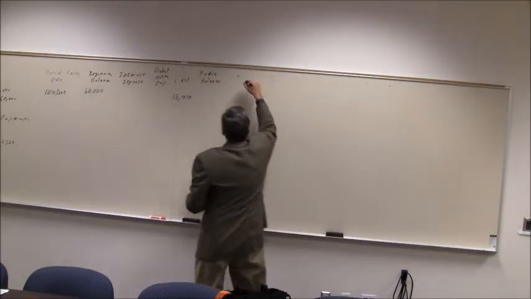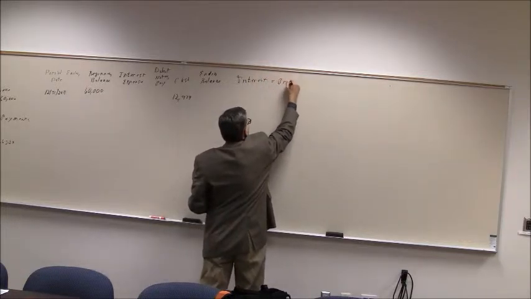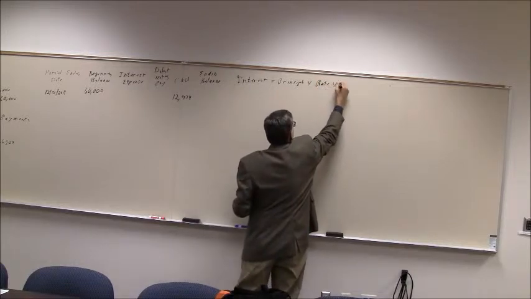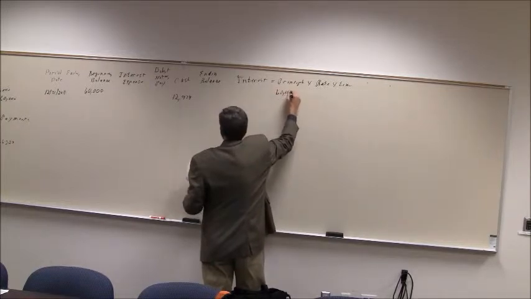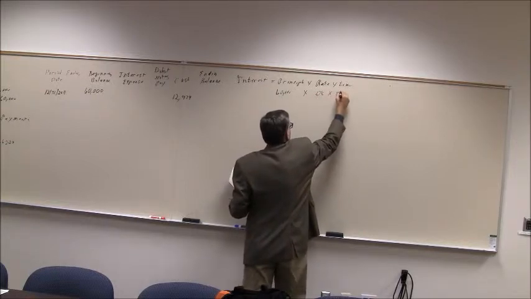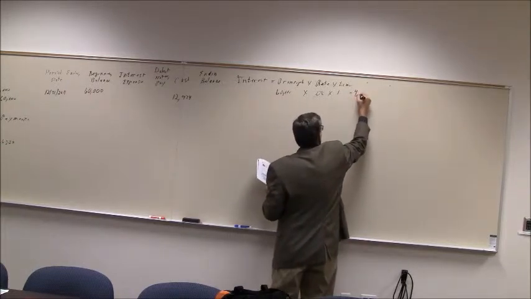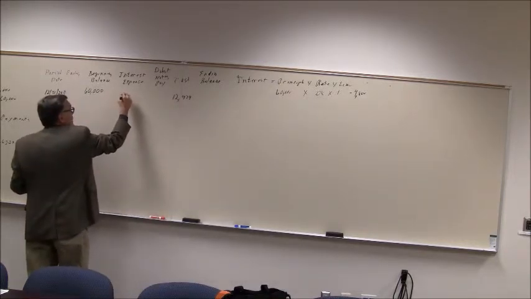Interest equals principal times rate times time. In this case, for the first year, it's $60,000, at 8%, for 1 year. So the interest for the first year is $4,800. That's how much of this $12,979 will go to interest expense.